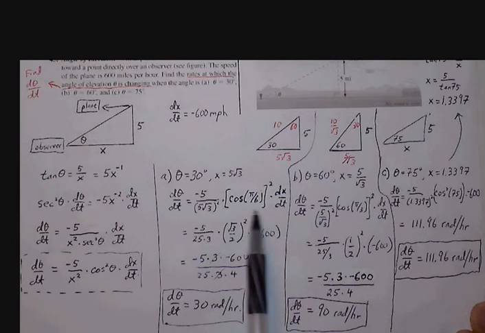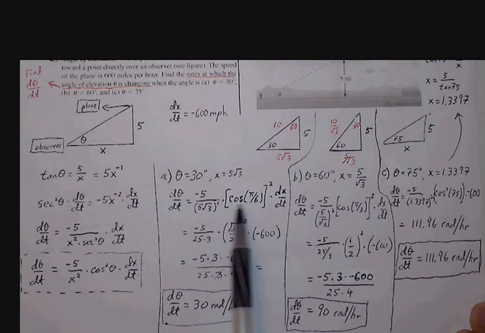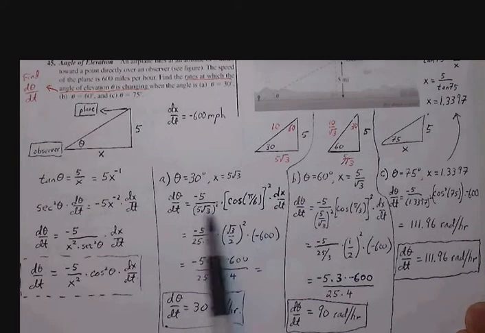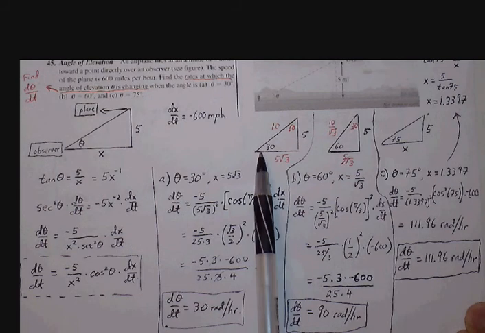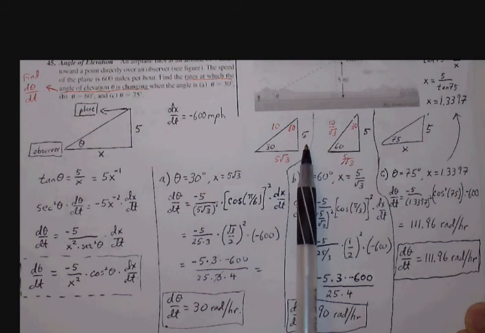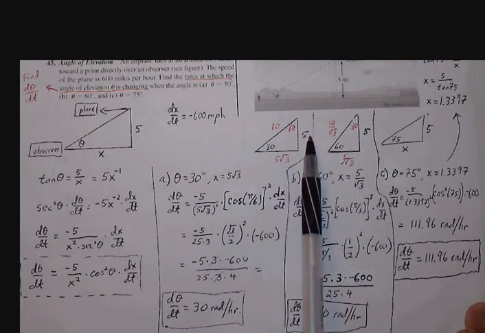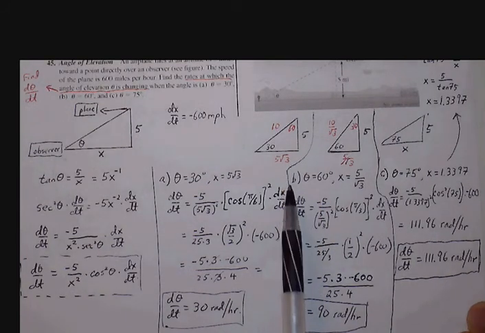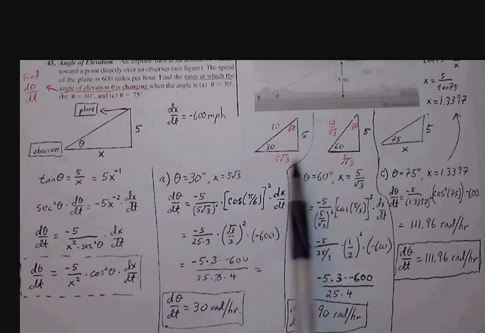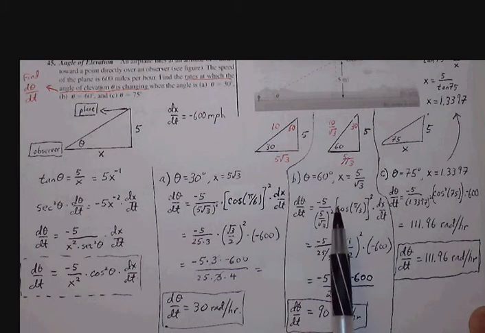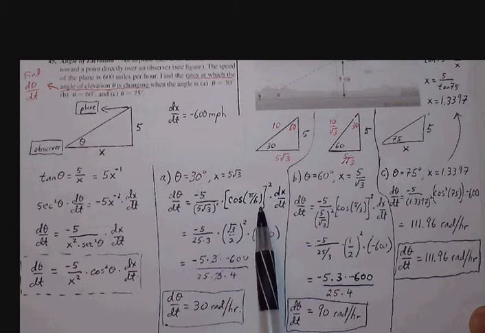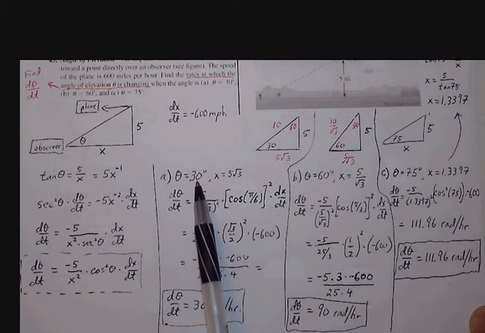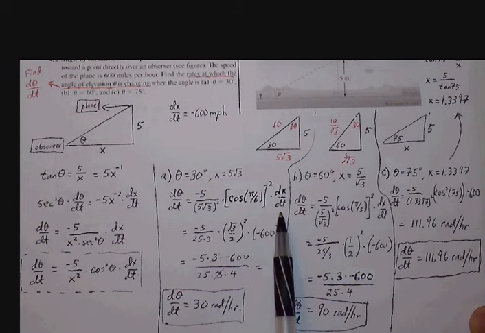So d theta dt is negative 5 over x squared. My x value is 5 root 3. Since theta is 30, my y is 5. So using the ratio of the 30, 60, 90 triangle, I know that my x is 5 root 3, my h is going to be 10. So negative 5 over 5 root 3 squared times cosine of pi over 6 squared times dx dt. Pi over 6, same thing, is 30 degrees. Cosine of pi over 6 is root 3 over 2. We have to still remember to square that.